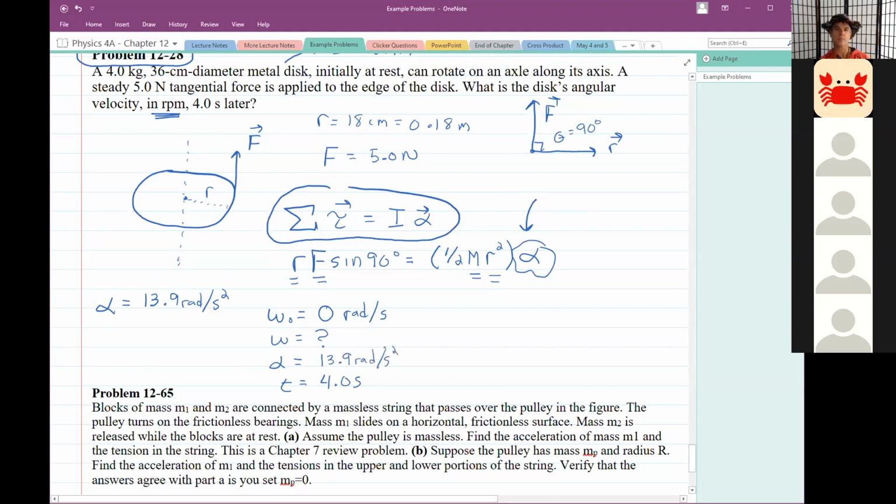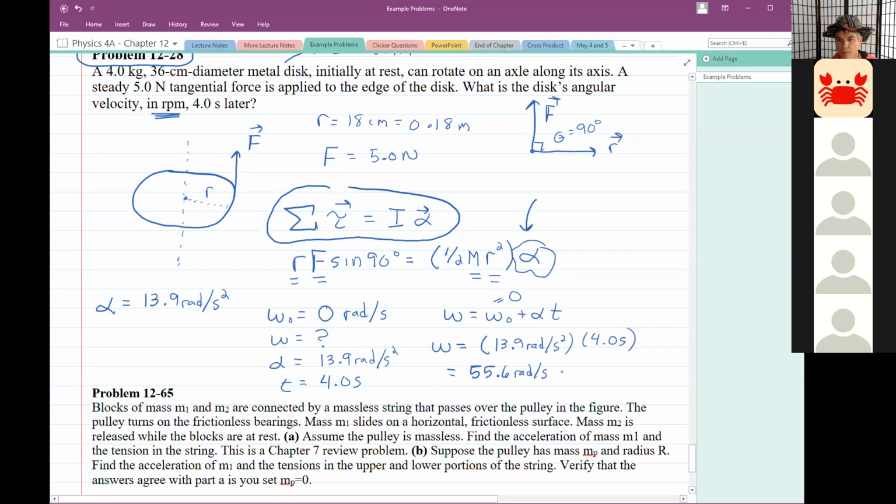Remember, for every equation of constant acceleration we have in dealing with linear quantities, we have the exact same equation. So instead of Vx equals V naught x plus axt, we have omega equals omega naught plus alpha t. My omega naught was 0, so my angular velocity is going to be 13.9 radians per second squared times 4 seconds. What do I get? 55.6 radians per second.